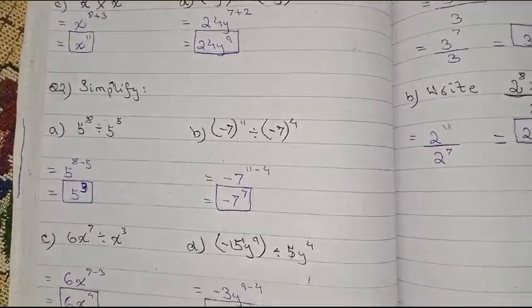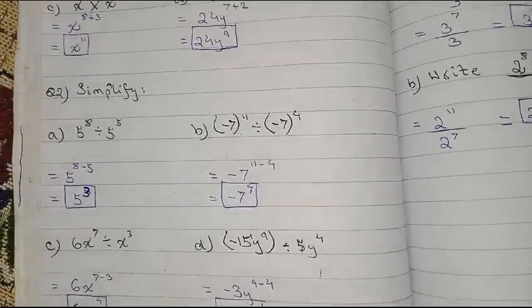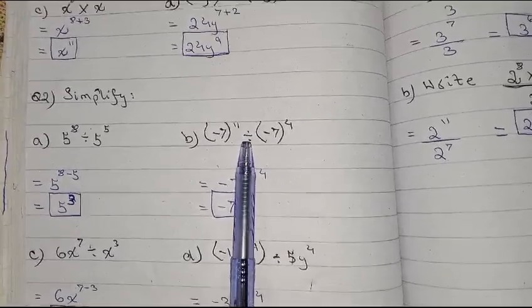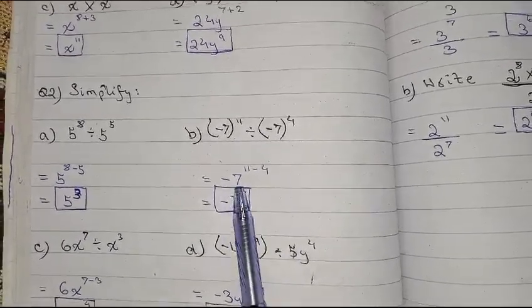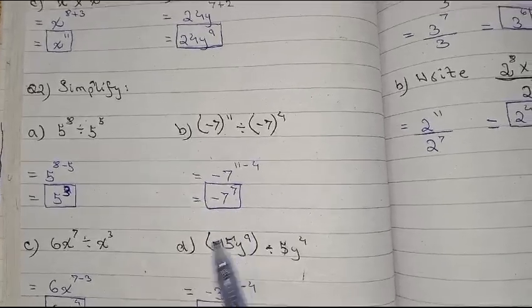In part B, minus 7 power 11 divided by minus 7 exponent 4. So the bases are the same, so we can subtract the powers. So minus 7 power 11 minus 4 will get the result minus 7 power 7.